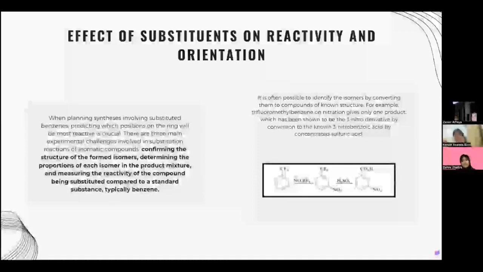It is often possible to identify the isomers by converting them to compounds of known structure. For example, trifluoromethylbenzene on nitration gives only one product, which has been shown to be the 3-nitro derivative by conversion to the known 3-nitrobenzoic acid by concentrated sulfuric acid. And for the structure, there is a picture down below. Next.